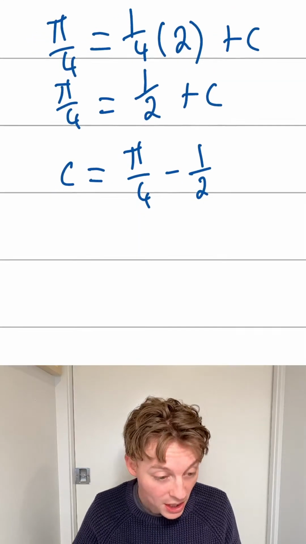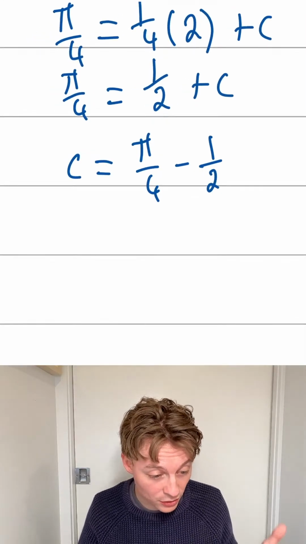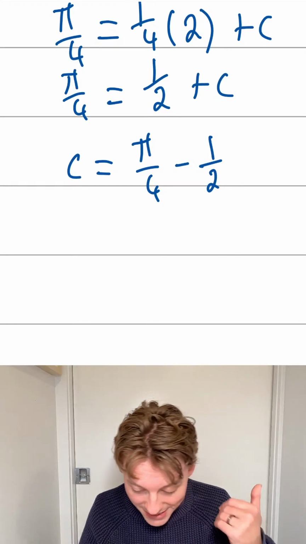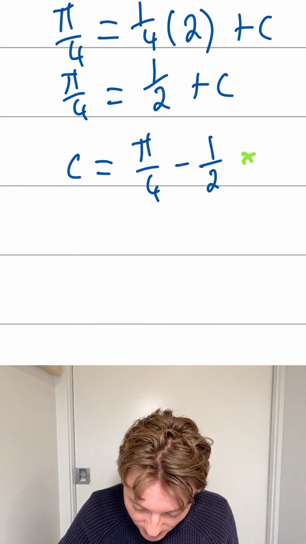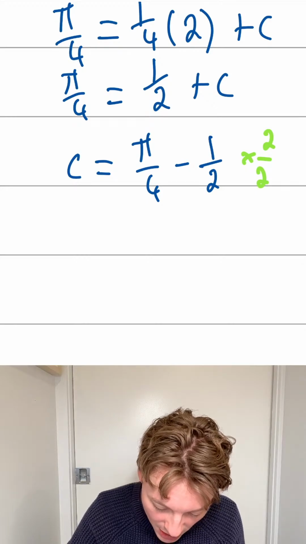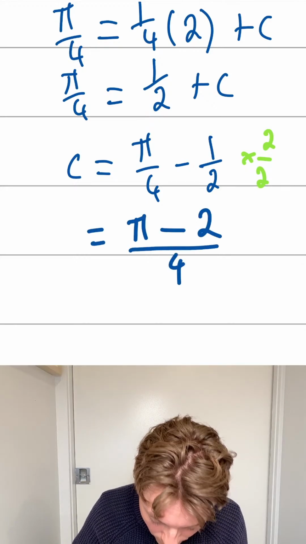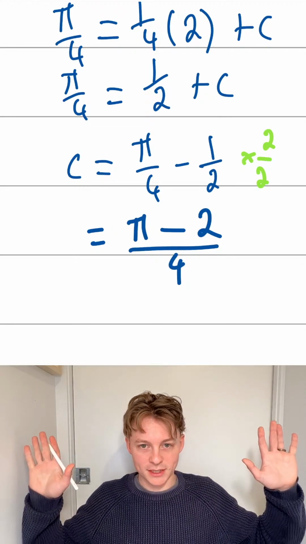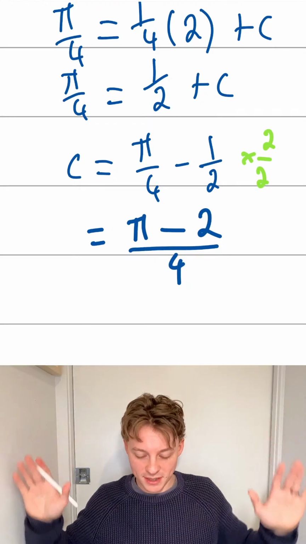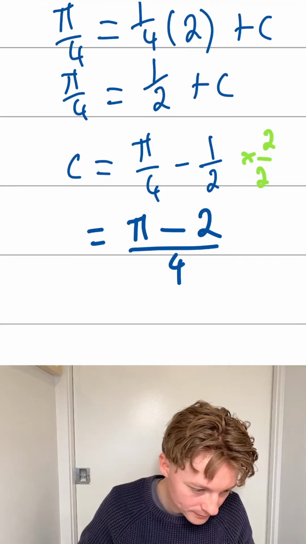Okay, so I've got this part. c equals pi on 4 minus a half. I want to make everything over a common denominator. I'm simply multiplying top and bottom by 2. I wind up with c is equal to pi minus 2 all over 4. Common denominator. I'm a math teacher, so we love doing things like this. I've got my c value.